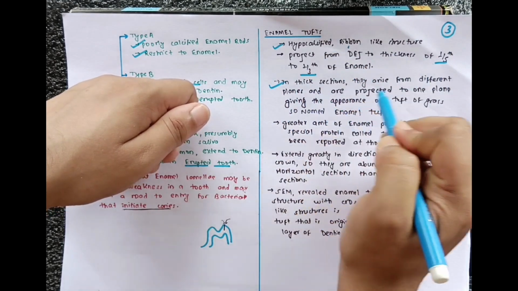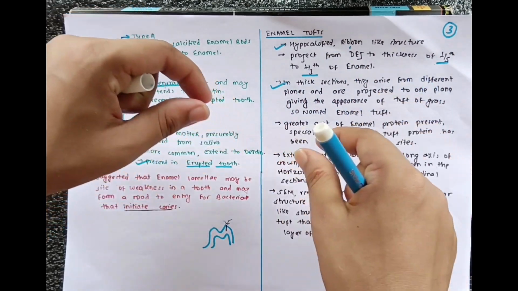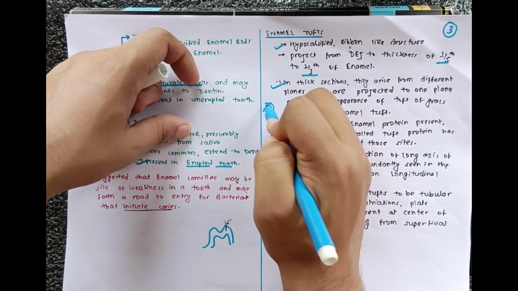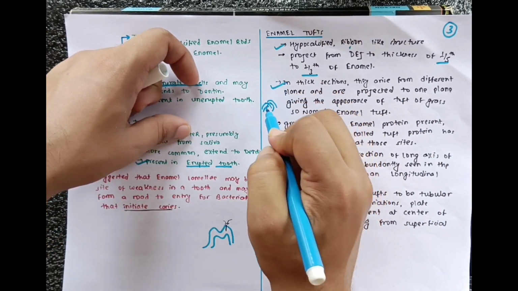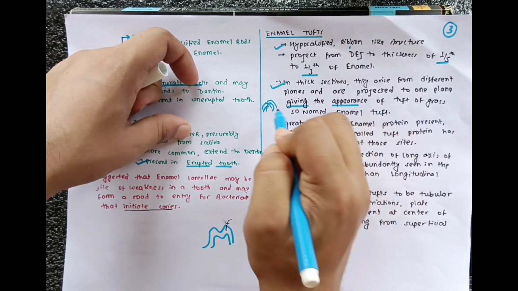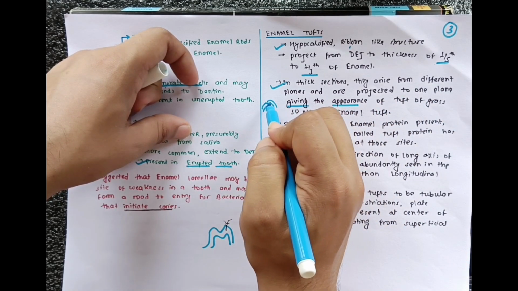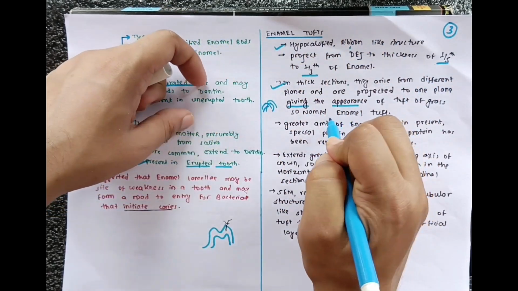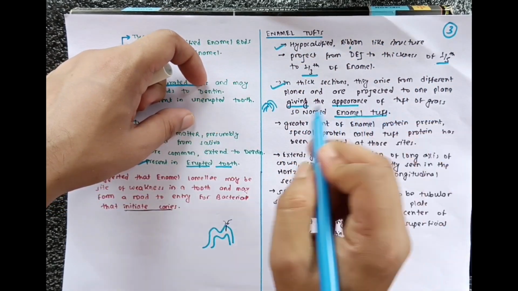So in a thick section, the enamel rods arise from different planes, giving the appearance of a tuft of grass. We can see that it is quite similar to a tuft of grass, so it is named enamel tuft.